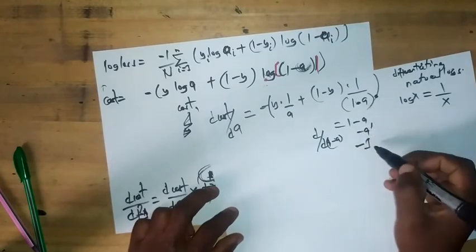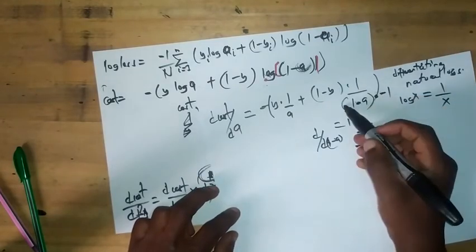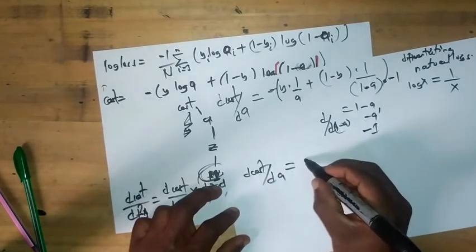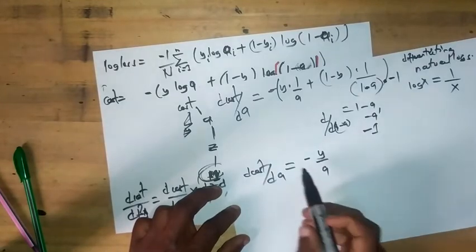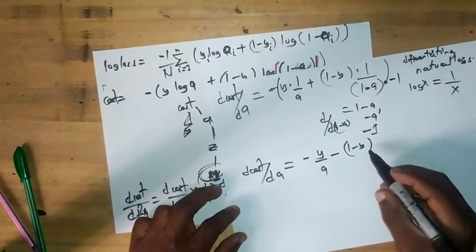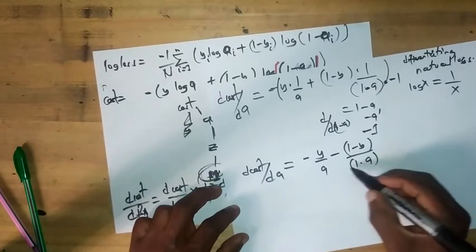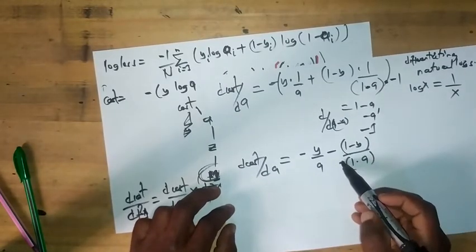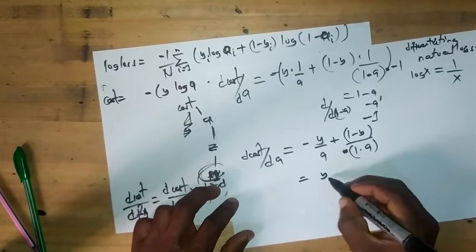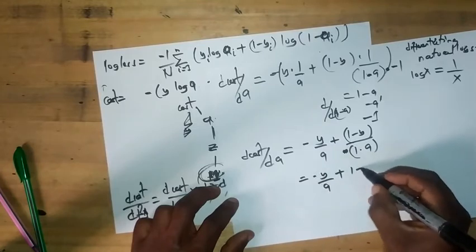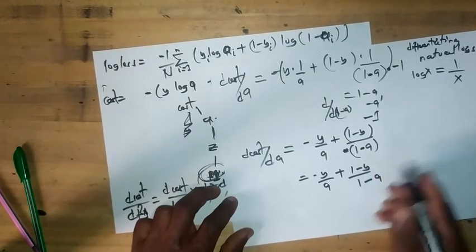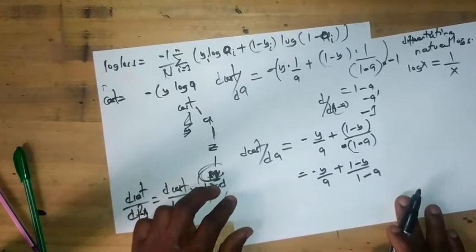So if we multiply this minus 1 here, let us write this down: the derivative of cost with respect to a will become minus y over a. We introduce this minus on the inside, so minus 1 minus y over 1 minus a, with a negative sign here. This negative, when divided here, will become positive. So our final equation will become 1 minus y over 1 minus a.